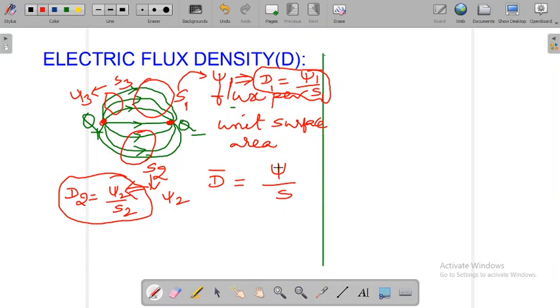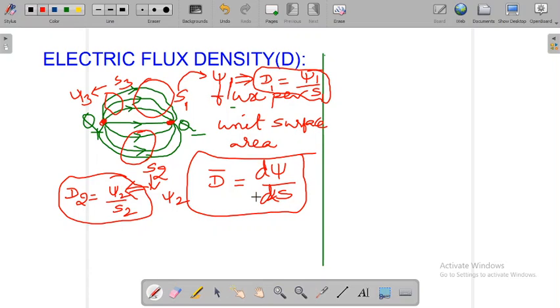So in general, change in surface area leads to S1, S2, S3. For S1 we have psi 1, for S2 psi 2, for S3 psi 3. If this surface area changes, the flux crossing the surface area changes. D is equal to d psi by dS.